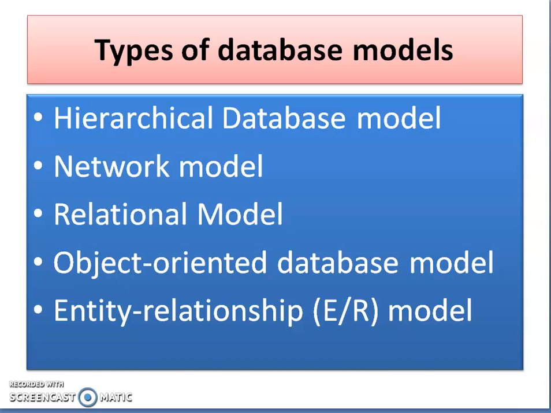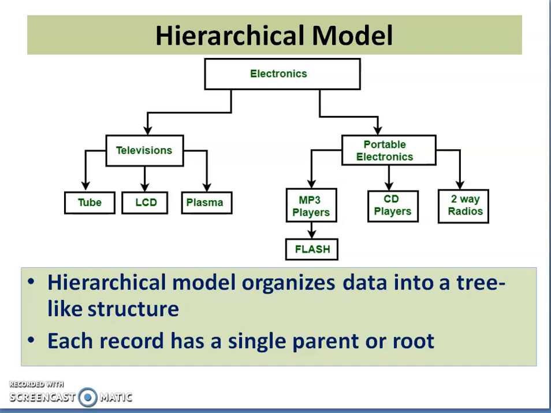Fine. So let us start with the hierarchical model. As you can see here, the hierarchical model represents the data in an appropriate hierarchy as shown in this example. The root or parent node or record represents electronics. We have electronic materials which can be categorized as television and portable electronics. In television again we have three types: tube, LCD, plasma.